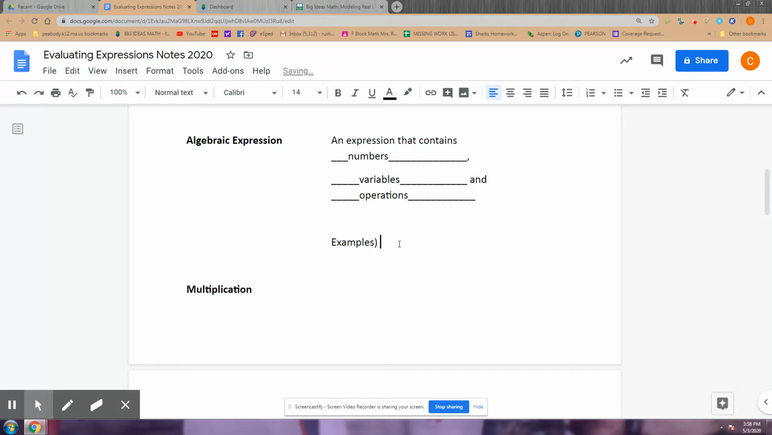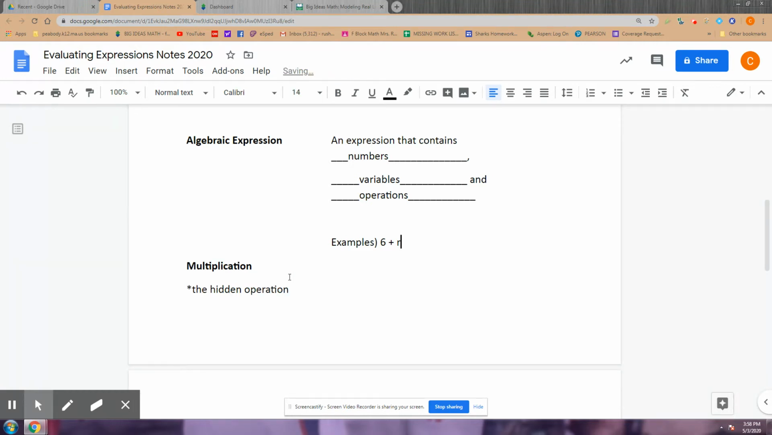So remember, we need a number, so I'll do 6. We need an operation, so I'll do a plus, and then we need some kind of letter in there, which is the variable. So I'll do R for Mrs. Rush. So that's an example of an algebraic expression, 6 plus R.